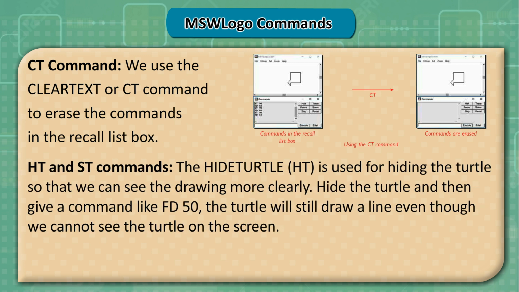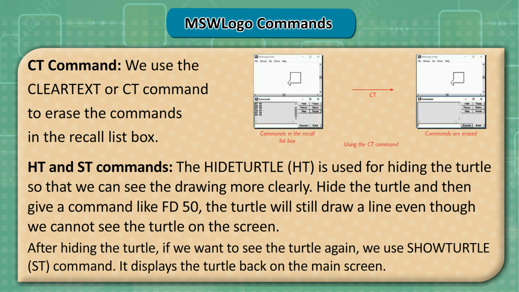HT and ST commands. The hide turtle, HT, command is used for hiding the turtle so that we can see the drawing more clearly. Hide the turtle and then give a command like FD 50. The turtle will still draw a line even though we cannot see the turtle on the screen. After hiding the turtle, if we want to see the turtle again, we use the show turtle, ST, command. It displays the turtle back on the main screen.